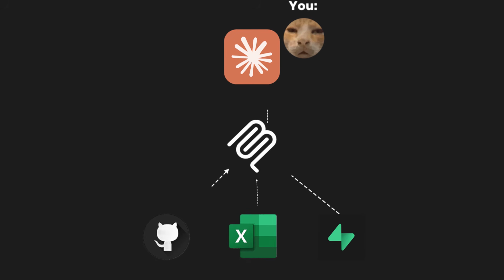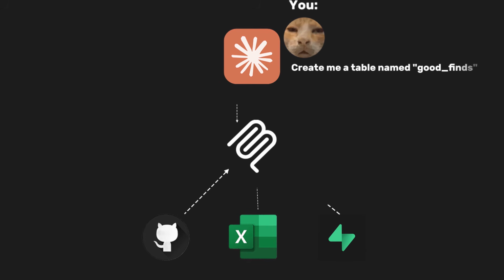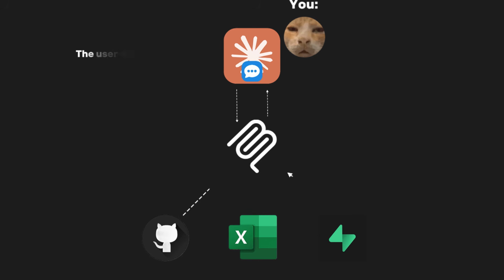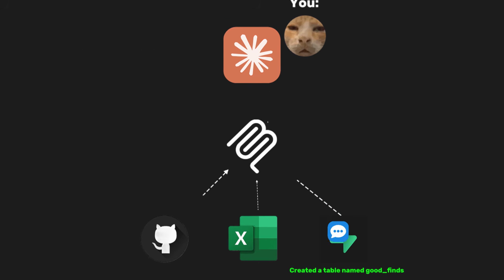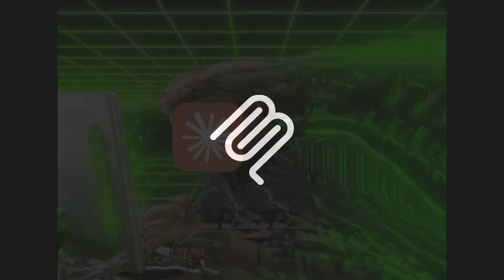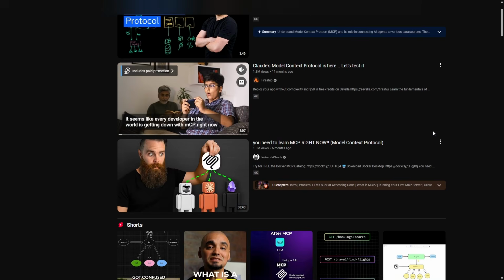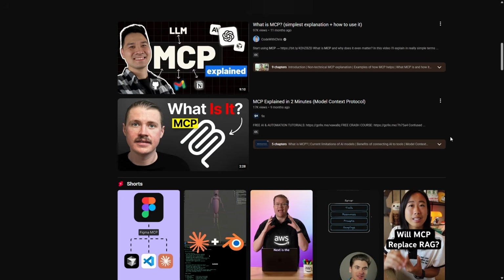So now, your workflow becomes: you tell the AI what you want, the AI understands the context, and then the AI talks directly to your tools like Supabase. That's why vibe coding with MCP feels way better. You can just search MCP right now and you'll find tons of videos about it.